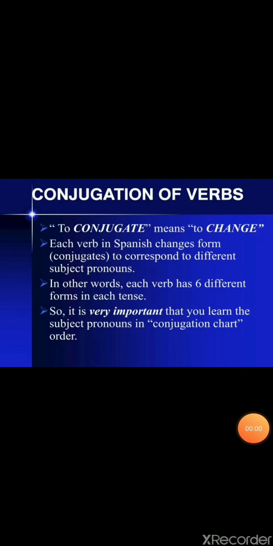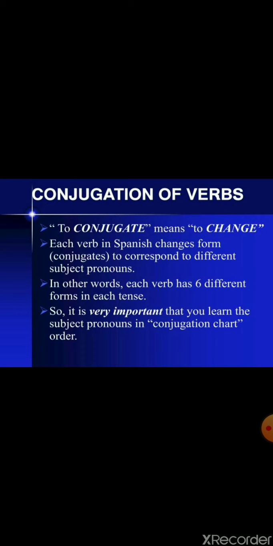The verb to be is a particularly notable verb for conjugation because it's irregular. Okay. So there is a difference between regular and irregular verb forms that I will explain to you later in the slide. Conjugation of verbs. To conjugate means to change, means to alter. That I explained to you already. Each word in Spanish changes its conjugation to correspond to different subject pronouns. It is not about Spanish. It is all related to English.